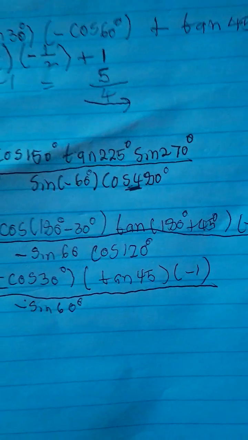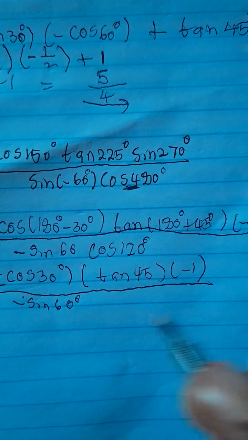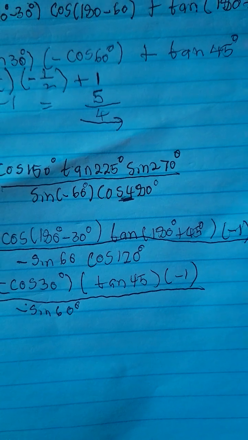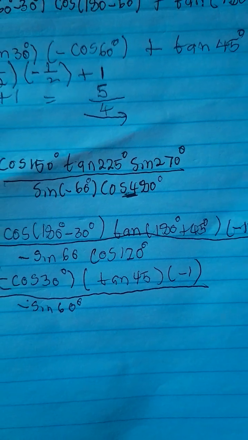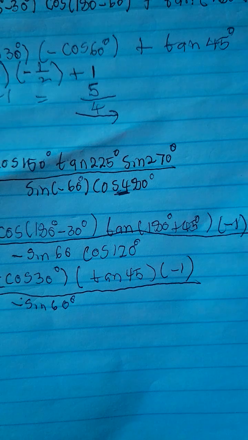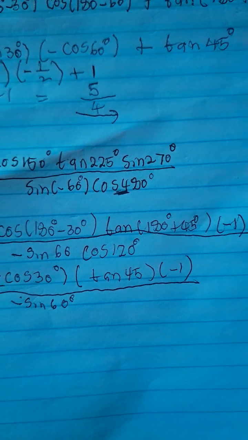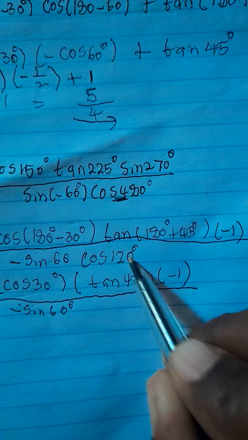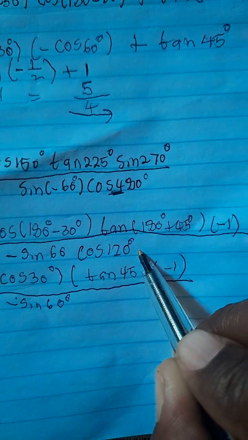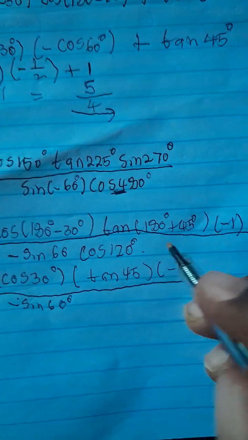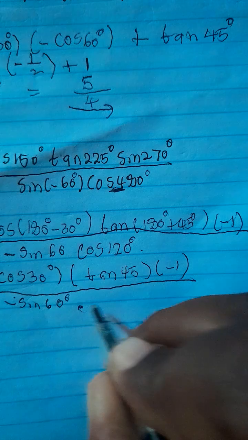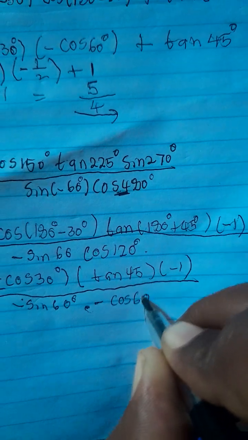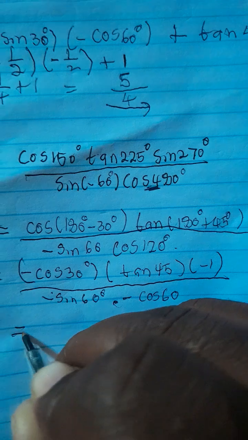So we can reduce 120. When we reduce 120, it's the same as saying 180 minus 60, which is 120. So in other words, we're going to have cos 180 minus 60. How is cos at the second quadrant? That's going to be negative. So we're also going to have negative cos 60 here.